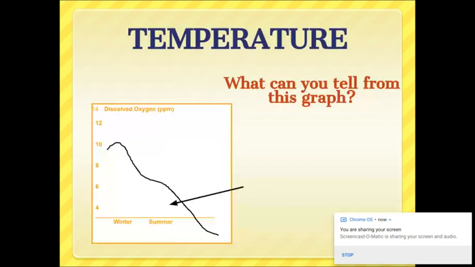I want you to take a look at this graph here. If you look at the graph, you'll notice we're measuring dissolved oxygen over different times of the year. Winter would represent a cooler temperature. Summer would represent warmer temperatures. In the wintertime, notice the dissolved oxygen is very high in our graph. In the summertime, notice that the dissolved oxygen is much lower.